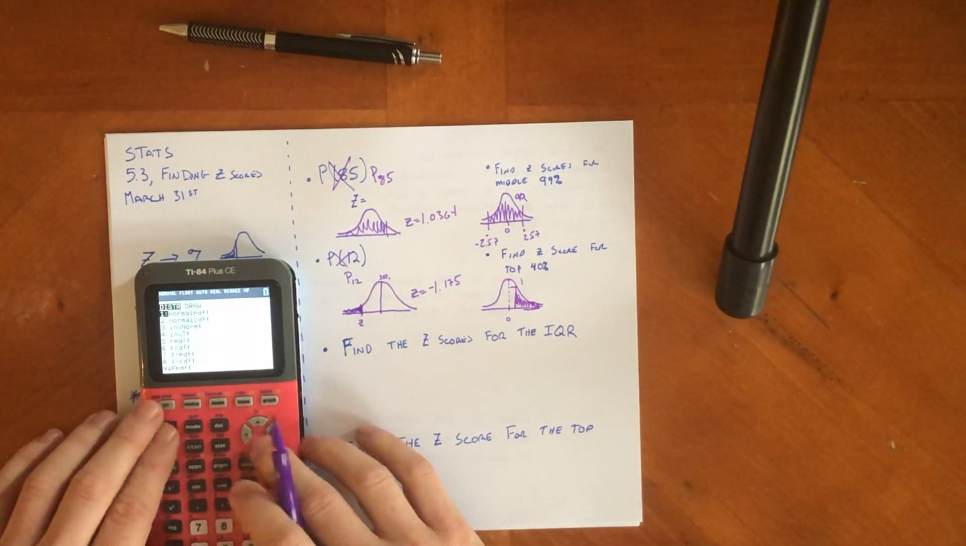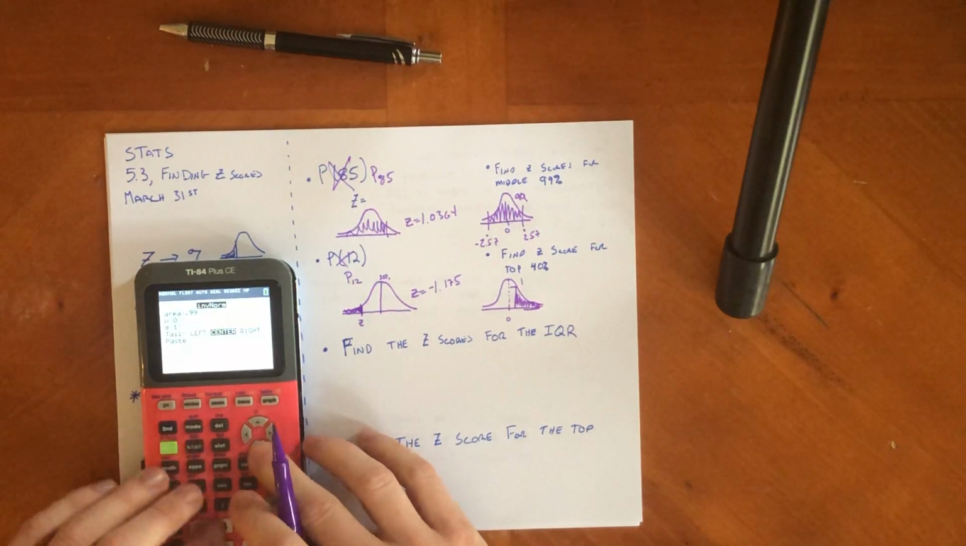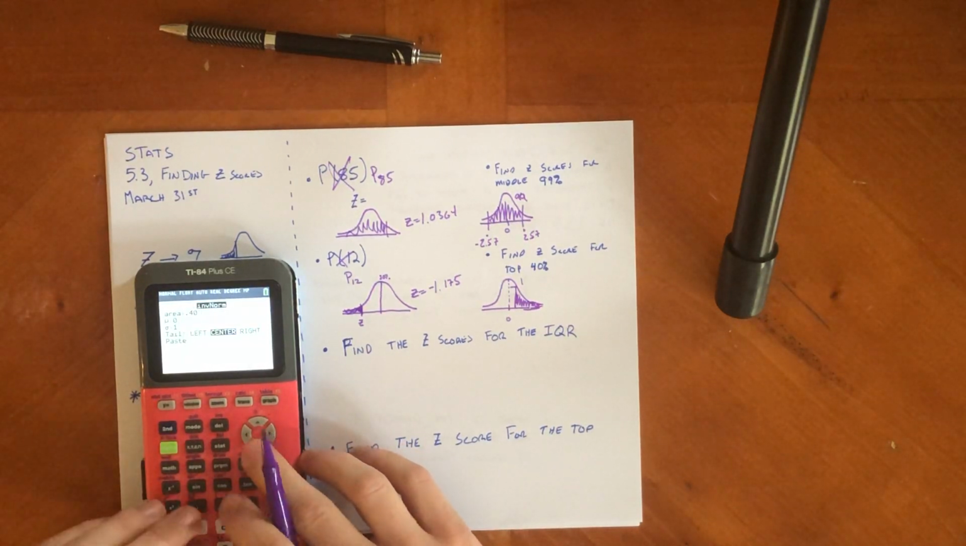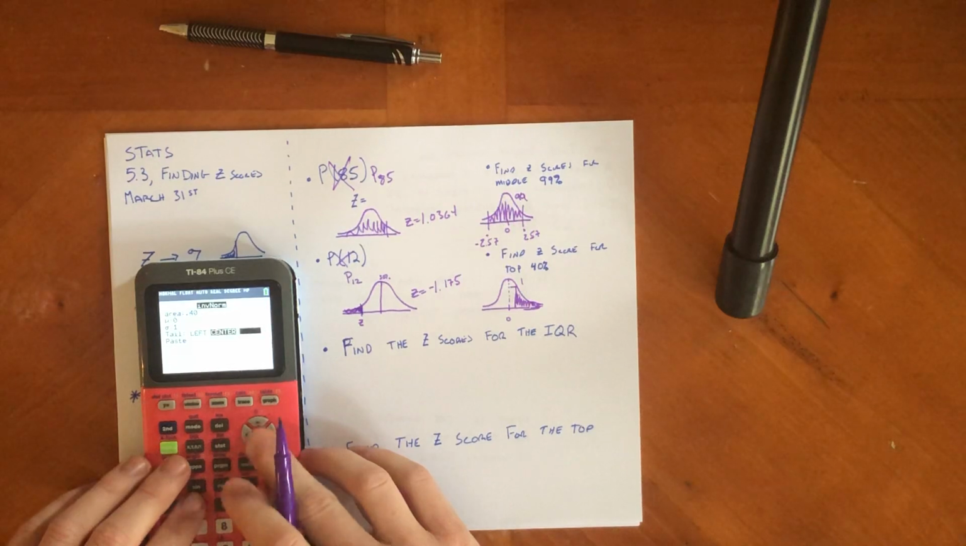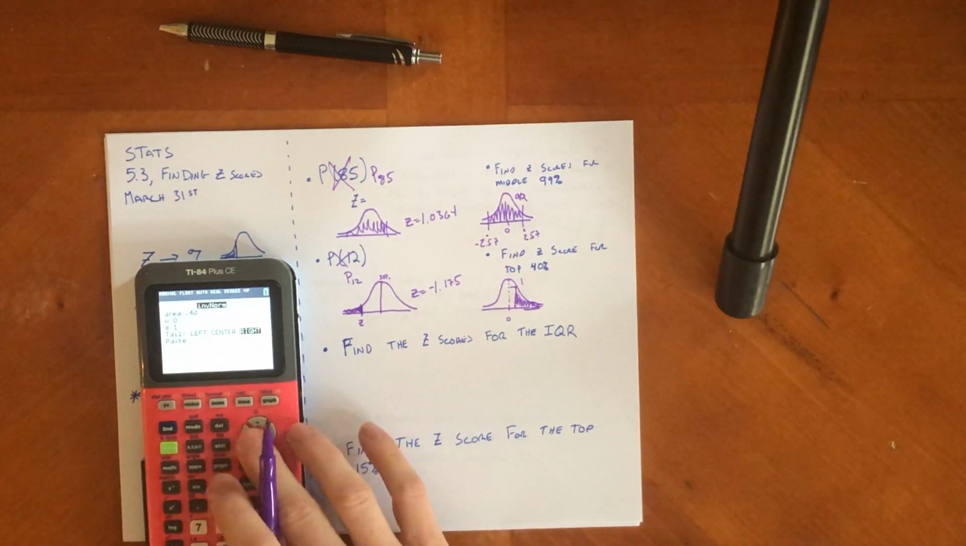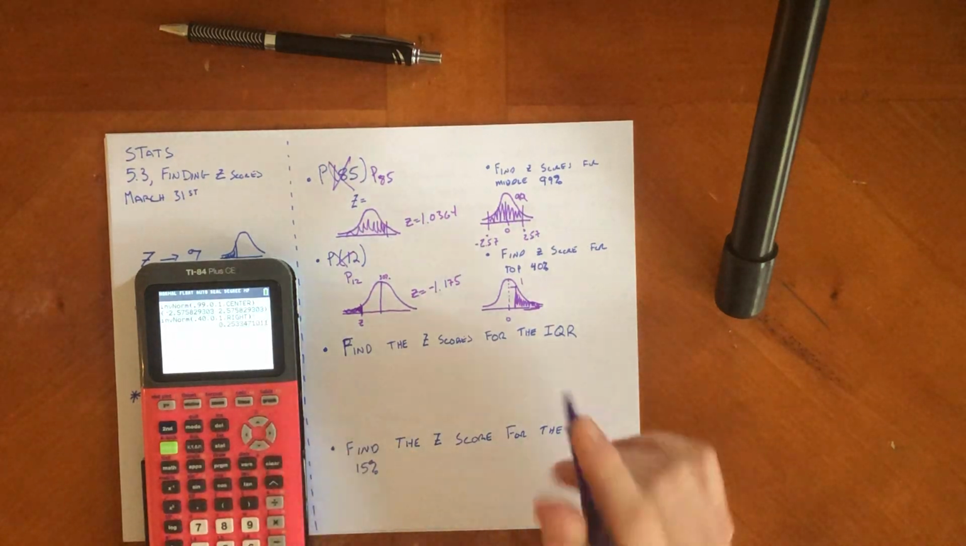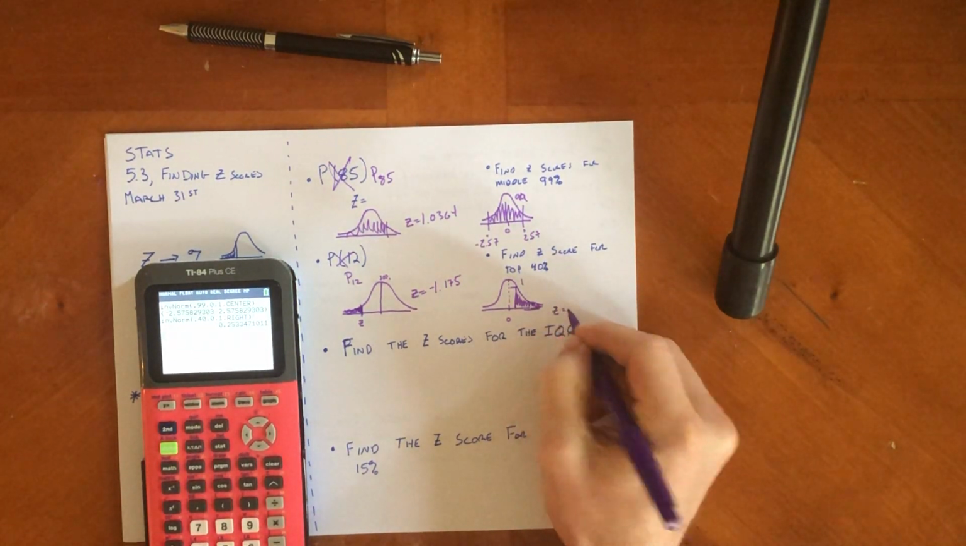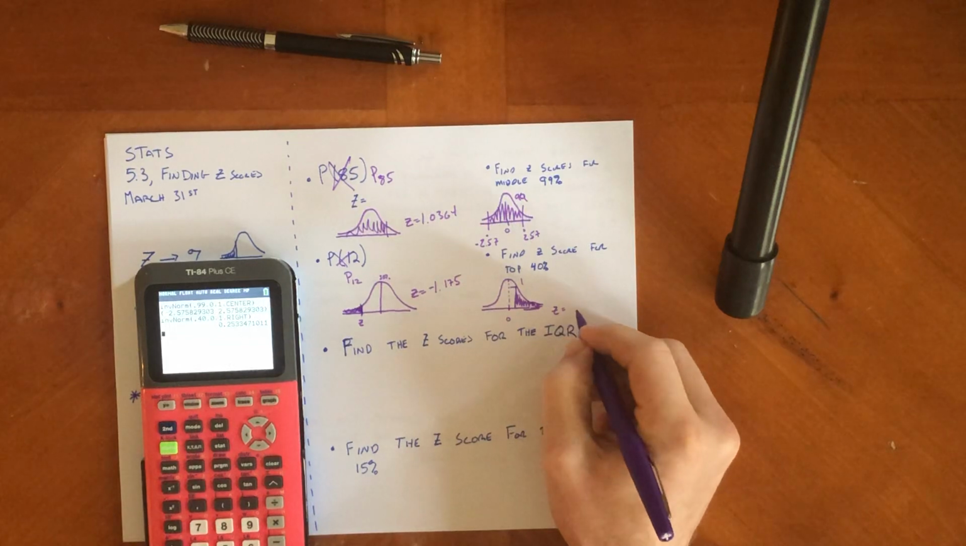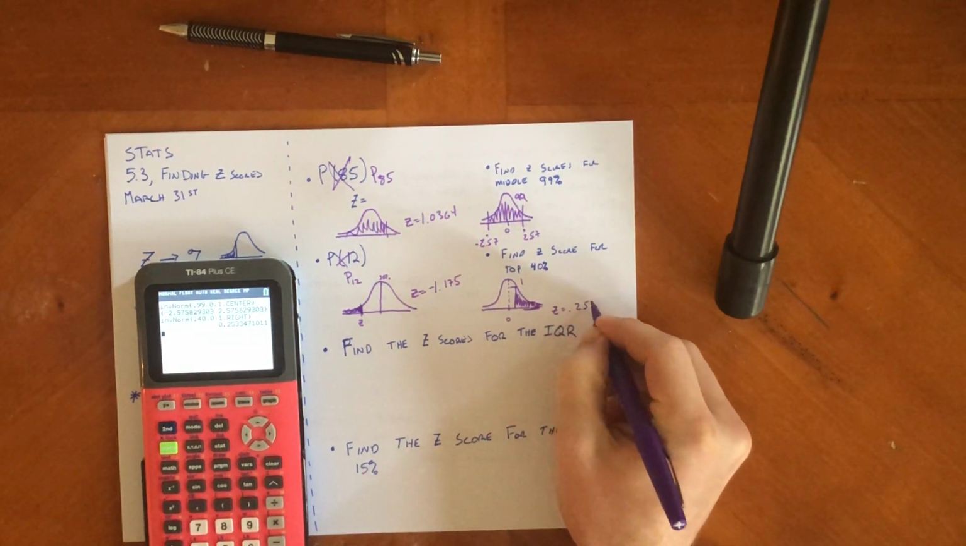So I go second distribution, invert norm. I want the 40th percentile, but I want it to be the top 40th instead of the bottom 40th. So I make my tail to the right. It should give me a z-score of something between 0 and 1. So it's going to be 0.2533.